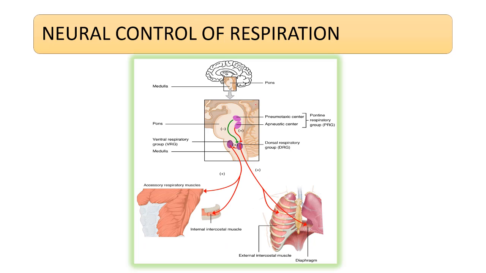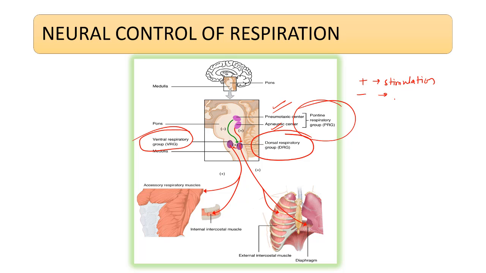In the neural control of respiration, you can see these are the respiratory groups: the ventral respiratory group, the pontine respiratory group, which includes the pneumotaxic center and apneustic center, and the dorsal respiratory group, which you have just studied. Plus is for stimulation and negative is for inhibition. The dorsal respiratory group stimulates the elevation of ribs by the external intercostal muscles and the diaphragm, that is, the phrenic muscles.